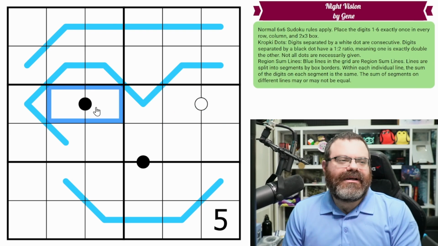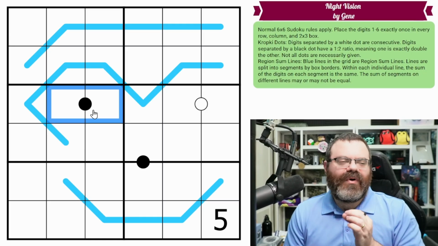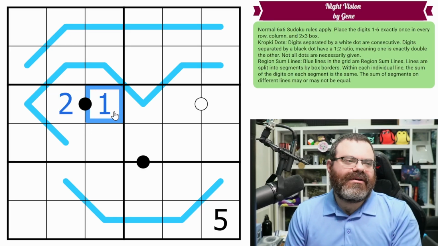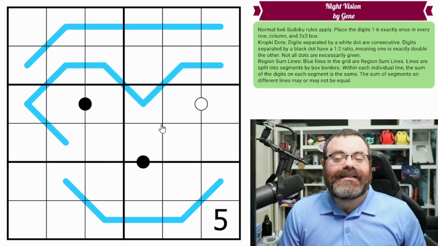Black dots: digits separated by a black dot have a 1 to 2 ratio. Another way to put that is that one of them is exactly double the other. So if this was 2, this could be 1, because 2 is exactly double 1, or it could be 4 because 4 is exactly double 2. And that is it. Those are the rules.